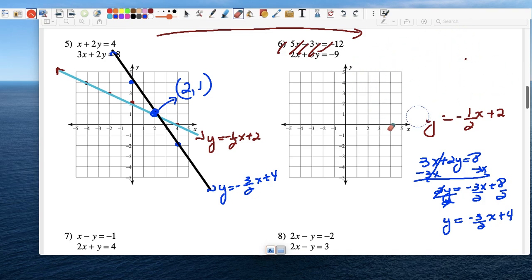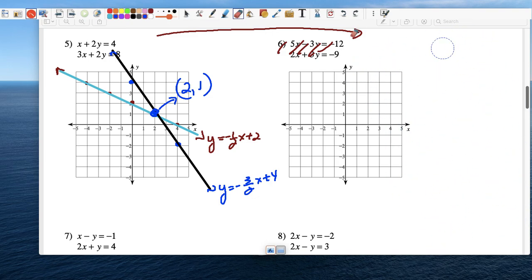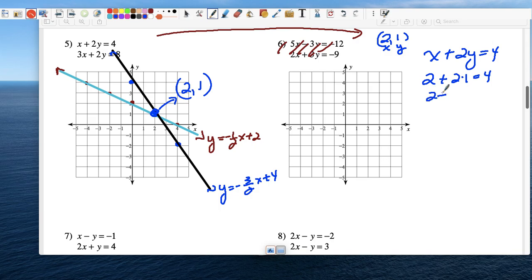Let me just erase this because I'm going to do the check. So the check is, let's do the check for the first one. x plus 2y equals 4. And remember, we're going to use the point 2, comma 1. This is the x, and this is the y. So we get 2 plus 2 times 1 equals 4. 2 plus 2 equals 4, and it worked for the first equation.